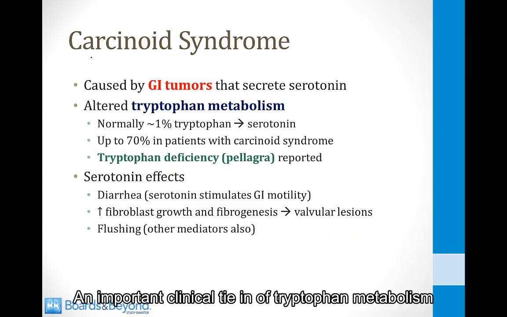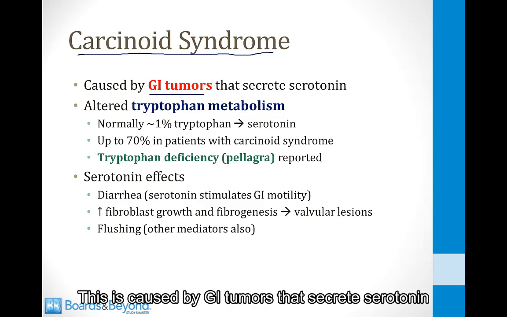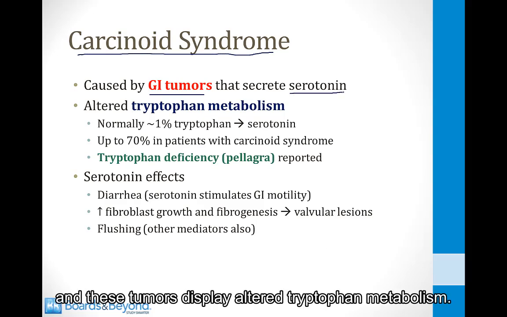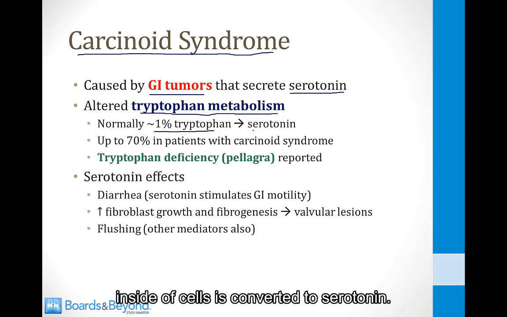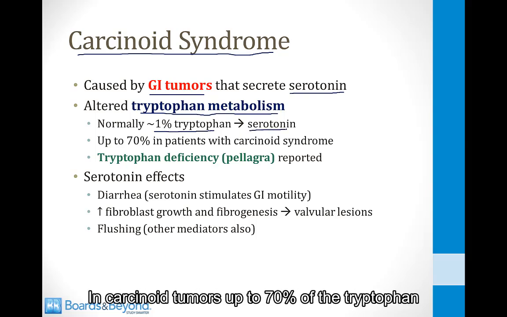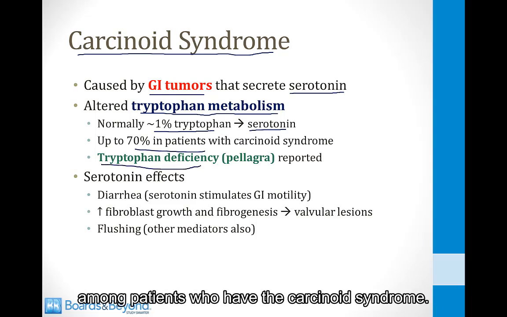An important clinical tie-in of tryptophan metabolism is the carcinoid syndrome. This is caused by GI tumors that secrete serotonin, and these tumors display altered tryptophan metabolism. Normally, only about 1% or so of tryptophan inside of cells is converted to serotonin. In carcinoid tumors, up to 70% of the tryptophan can be converted to serotonin. And in fact, tryptophan deficiency has been reported among patients who have the carcinoid syndrome.